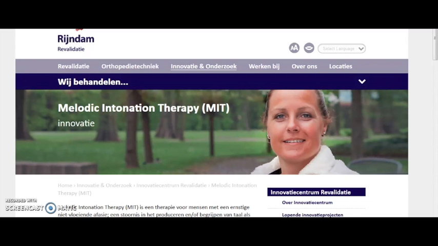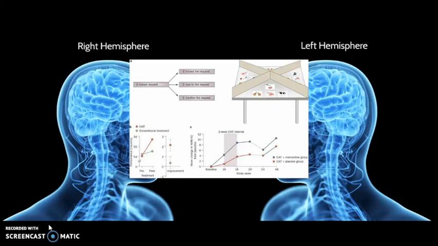In the Netherlands alone, there are 15 different locations where MIT is offered for aphasic patients. Another way of treatment is called constraint-induced language therapy. The therapy has three principles: constraint, forced use, and masked practice. Constraint means avoiding the use of compensatory strategies such as gesturing, drawing, or writing. Forced use means communicating only by talking, and masked practice refers to therapy occurring 2 to 4 hours per day.